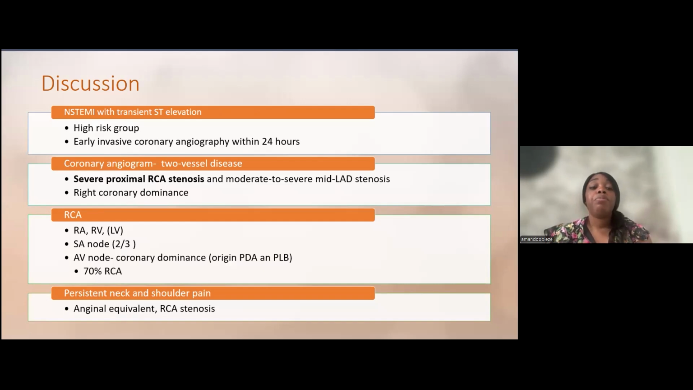So just talk about what makes this case so unique and how it doesn't fit into the typical presentation. We can all agree that given the fact that he had a transient ST elevation, that fits into the category of an NSTEMI, which he had. And actually, these patients with NSTEMI that have ST elevation, even though it is transient, are a high-risk group, and early invasive coronary angiogram within 24 hours is advised for these patients.